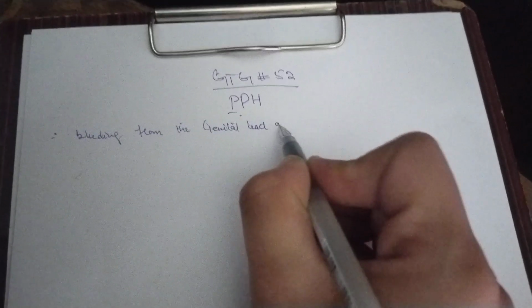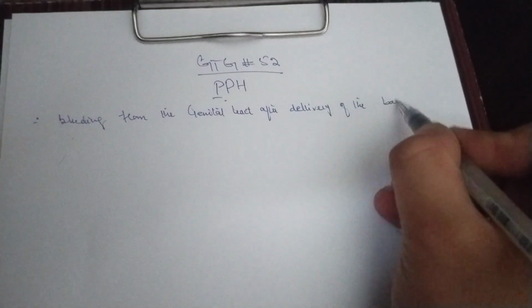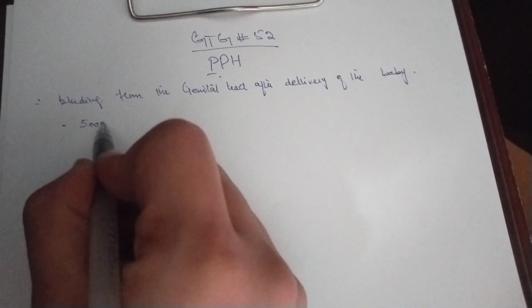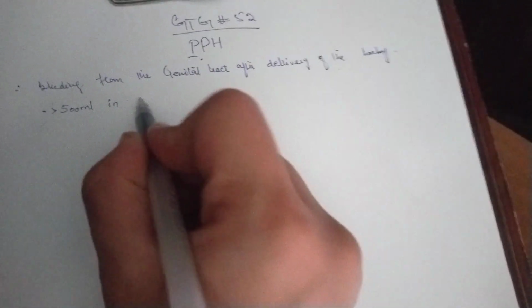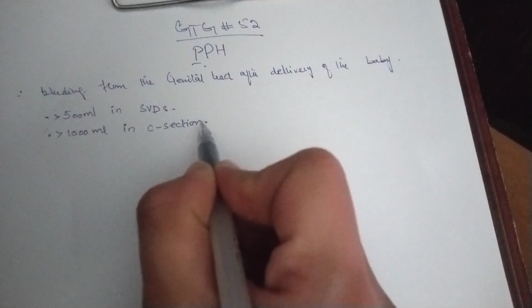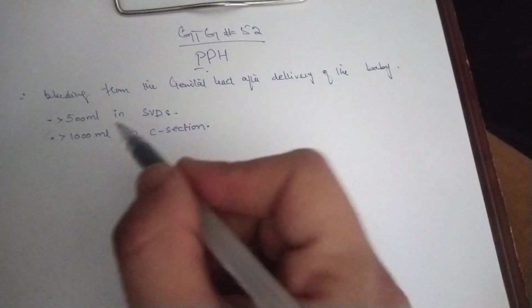What is PPH? PPH is the bleeding from the genital tract after delivery of the baby. Okay, so after the delivery of the baby, when bleeding from the genital tract occurs, we'll label it as a PPH. How much bleed? More than 500 ml in cases of SVDs, and more than 1000 ml in cases of cesarean section. Okay, in this guideline, when we are discussing PPH, we'll be mainly talking about SVDs.